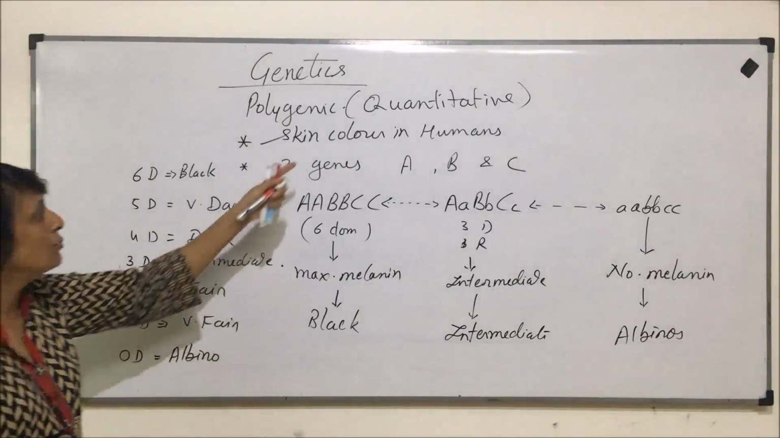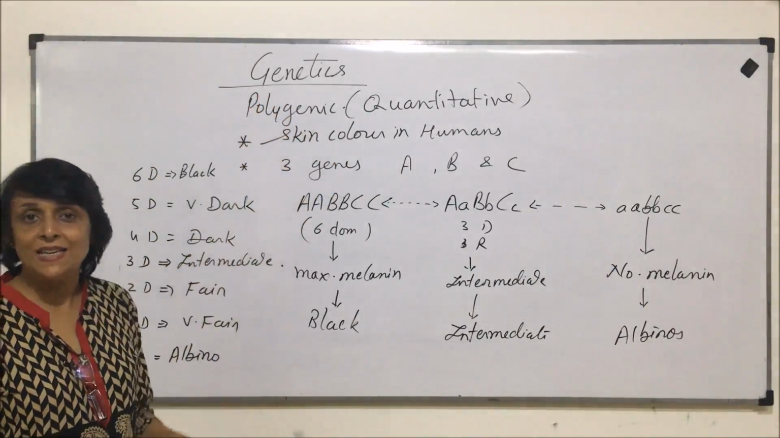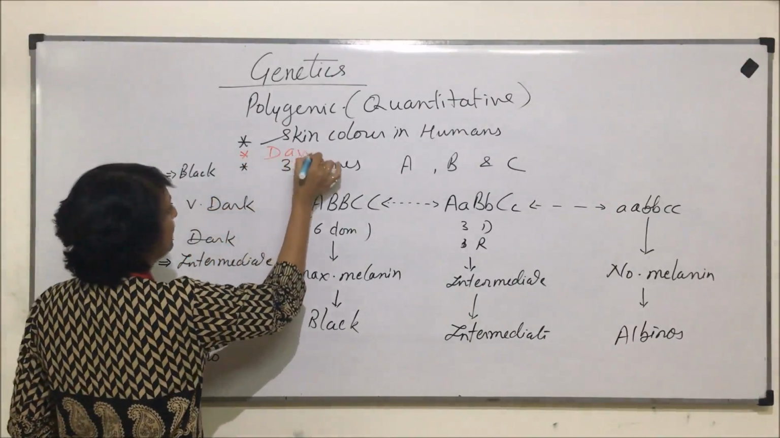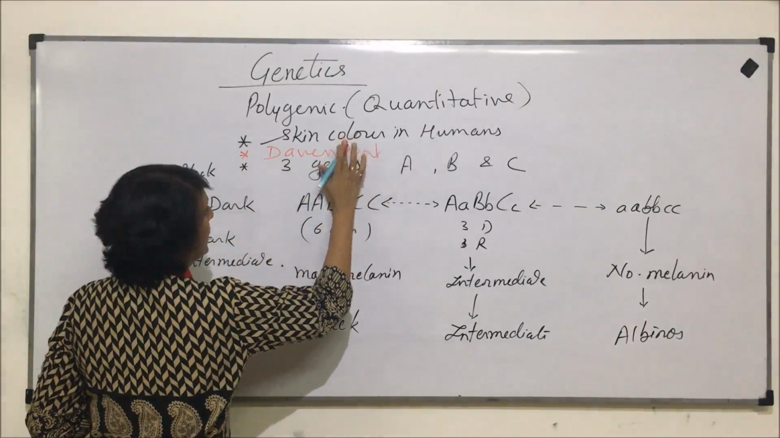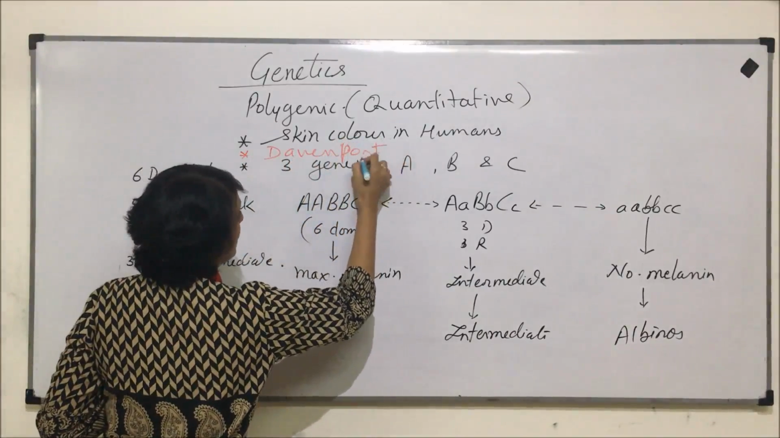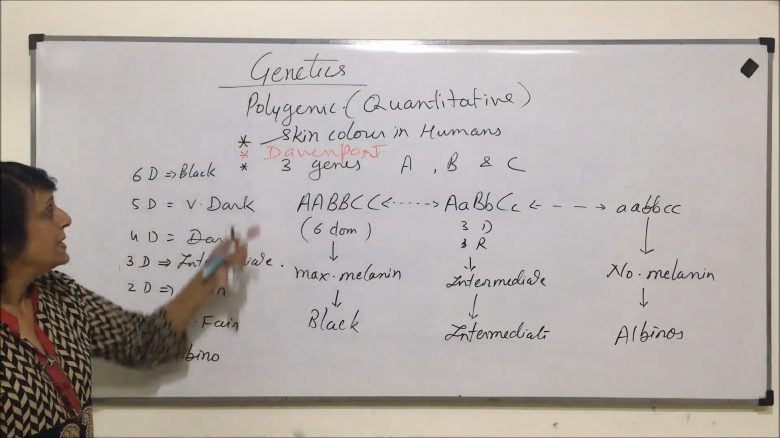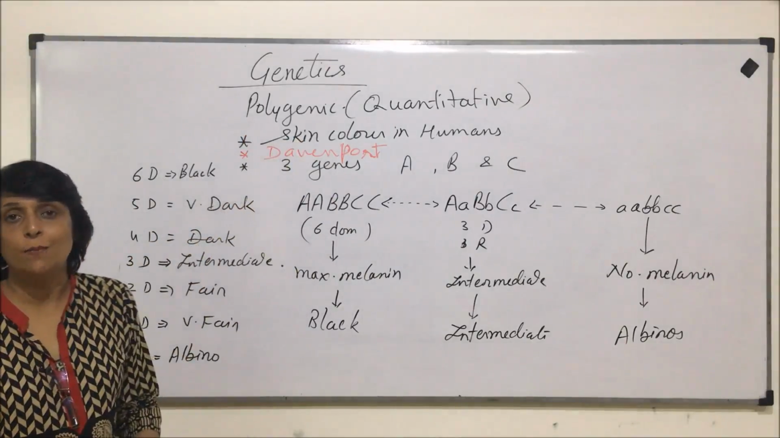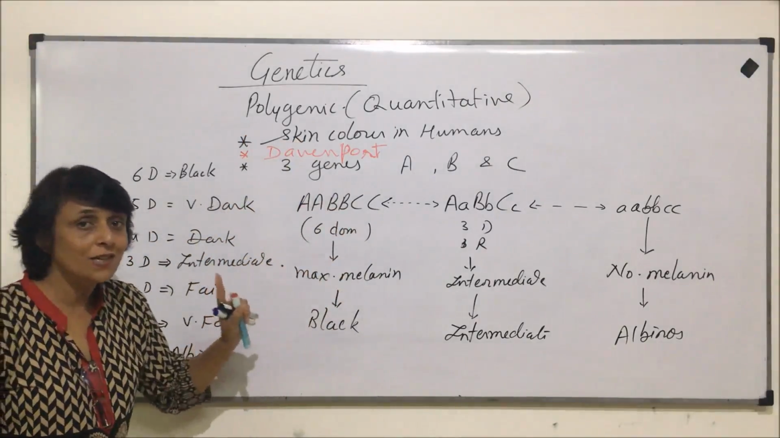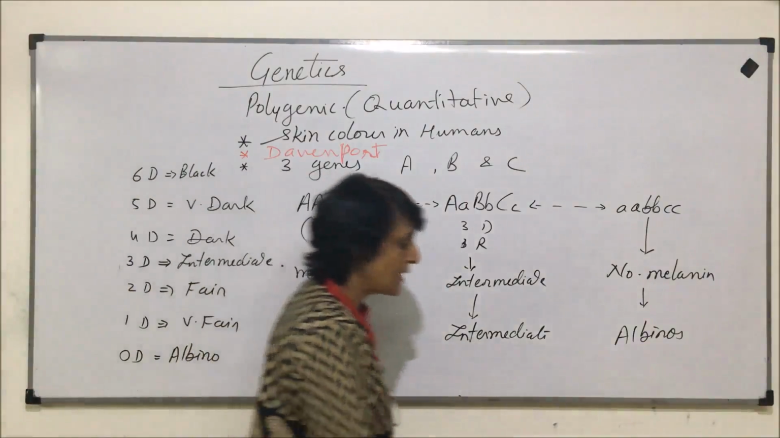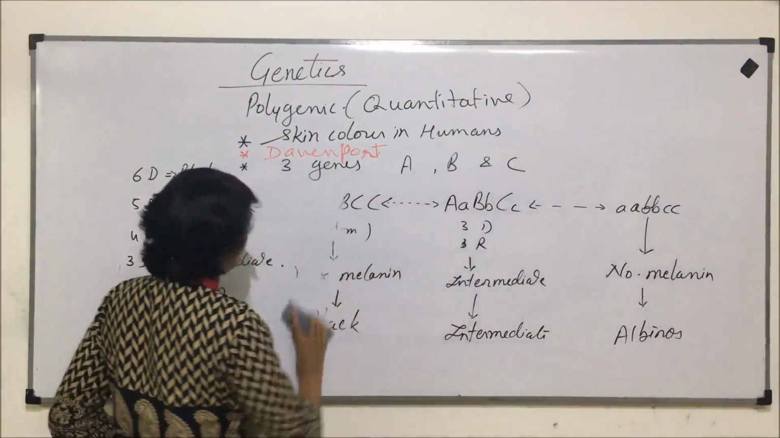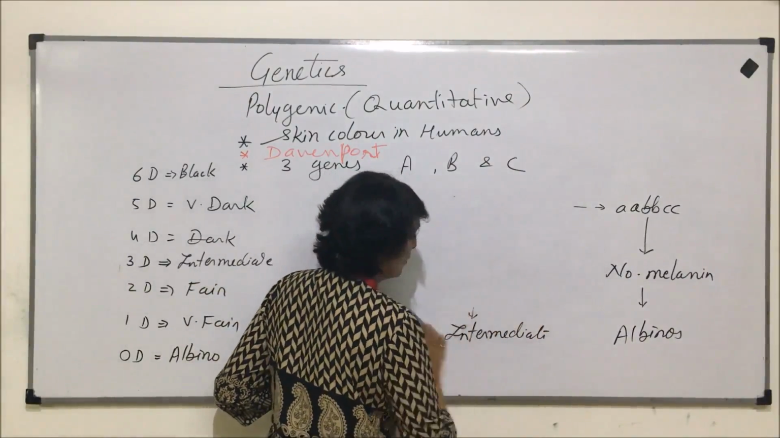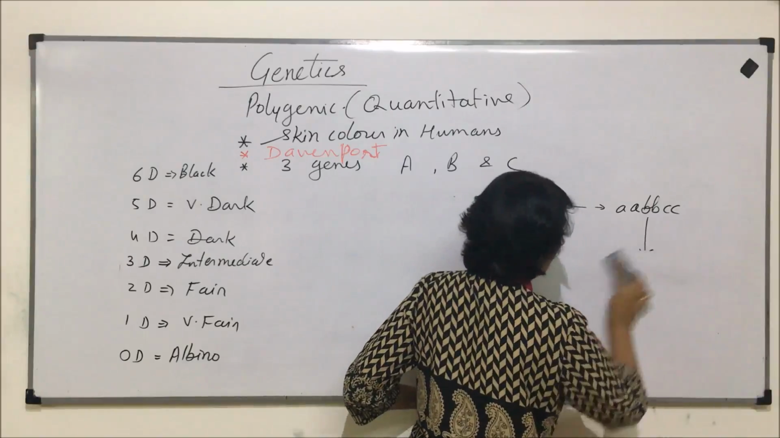Skin color in humans is polygenic inheritance. This was told to us by Davenport. Davenport explained that skin color inheritance in humans is polygenic type of inheritance. So this is our key. I'm going to leave it here so that when we count the number of individuals in a particular skin color type, this key is going to be of great help.